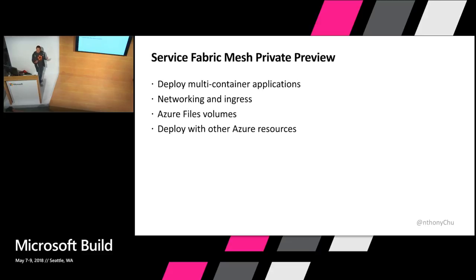So what is in this private preview? You can deploy multi-container applications to this private preview. What this means is that you can describe to Service Fabric the containers that make up your application, and Service Fabric will just run it for you. You can also define ingress and networking rules. So you can tell Service Fabric how you want your services to talk to each other, as well as how you want external traffic to route into your application and what services that traffic is going to.